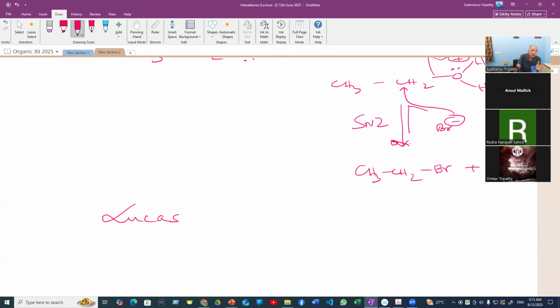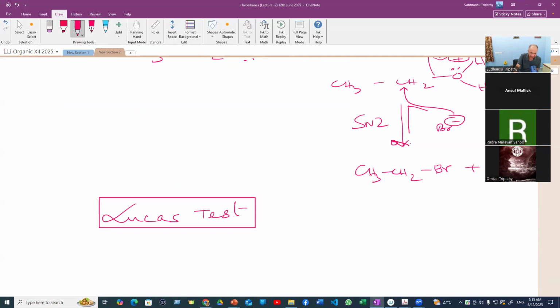One of the specialized tests of alcohols to distinguish between 1 degree, 2 degree, and 3 degree alcohols is the Lucas test. Same alcohol, you have to take HCl, not HBr and HI, and take a Lewis acid, zinc chloride, and you get RCl plus water.